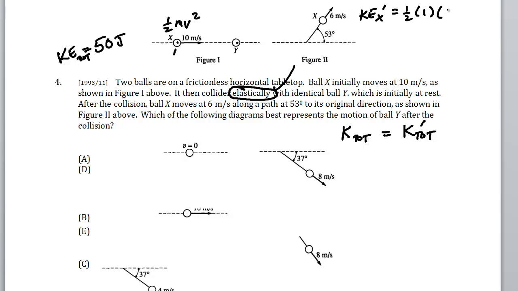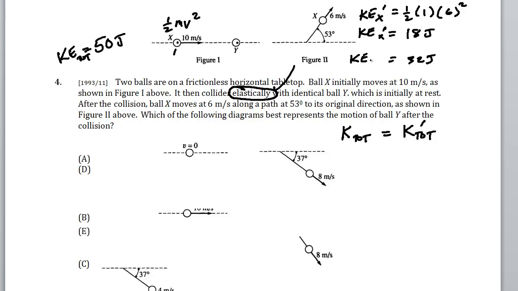squared, which is 36. 6 squared, 36. So half of that, that's 18 joules. So what that means is my kinetic energy of the y then must, in order to equal 50 joules, in order for kinetic energy to be conserved in this elastic collision, has to be 32 joules.